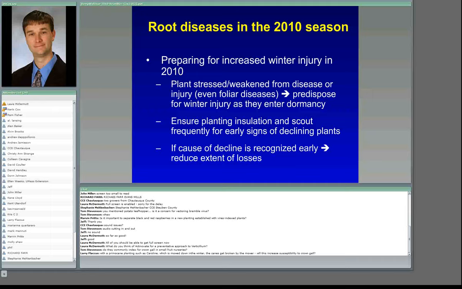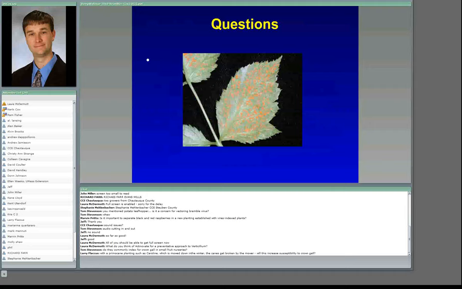All right, looks like we already have a question. If a primocane is mowed down in the winter and the canes get broken by the mower, will this increase susceptibility to crown gall? I would imagine so. If the bacterium is present in the soil, mowing would be an excellent way to injure your canes to provide a source of infection for the crown gall bacterium. However, if you've been mowing for many years and have never seen it, then it is likely the crown gall bacterium is not in your soil.